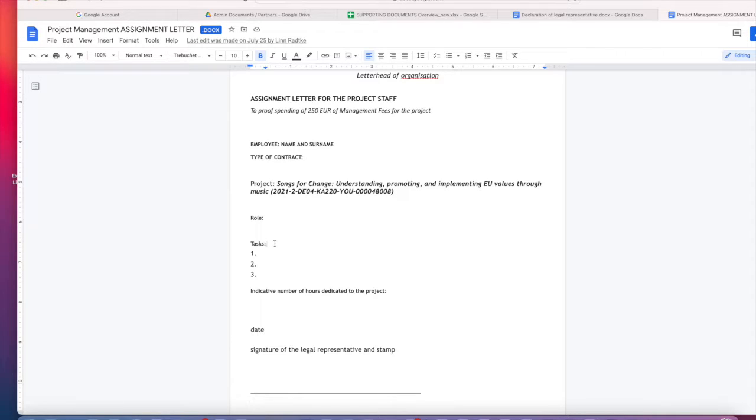What are typical project management tasks? This would be, for example, the coordination of the local activities of the project, regular participation in the online meetings of the consortium, communication and dissemination around the project, etc. And then you just fill in, for example, you have 1 person or 2 people working 1-2 days a week on this project. It's signed and stamped, and that's it. So this is the project assignment letter.